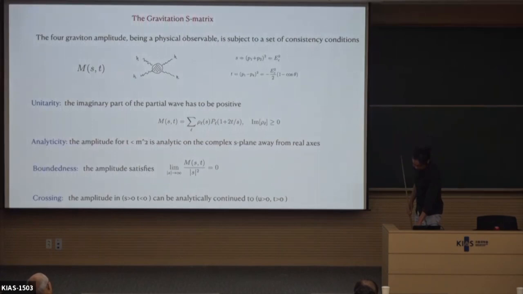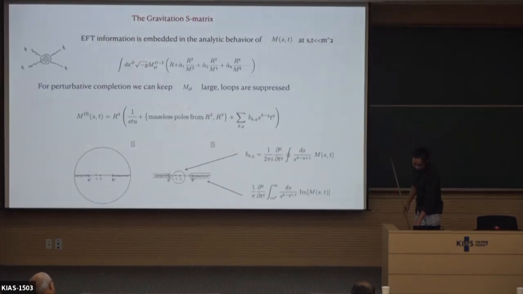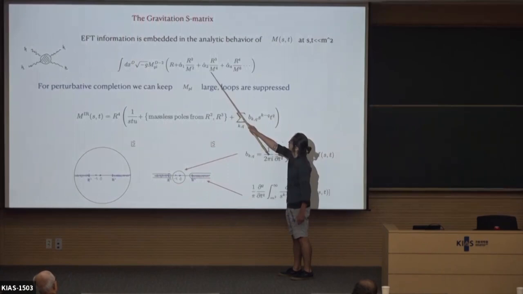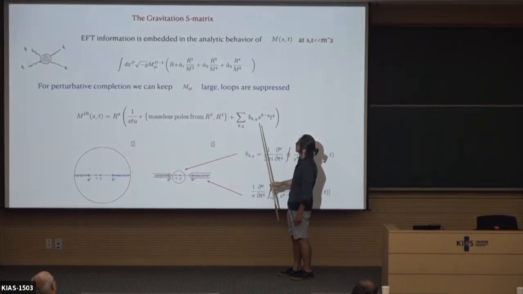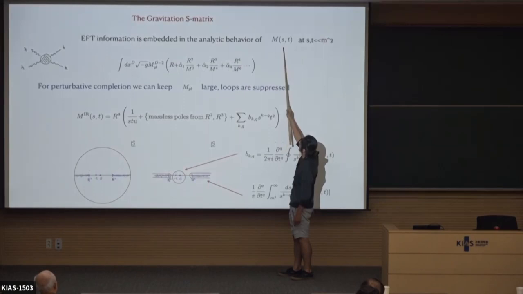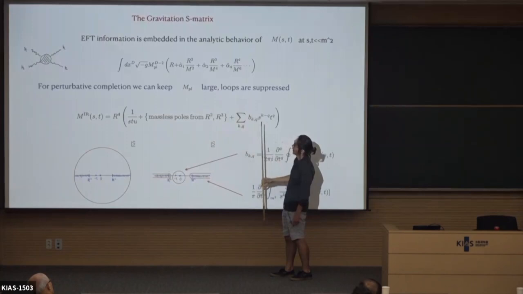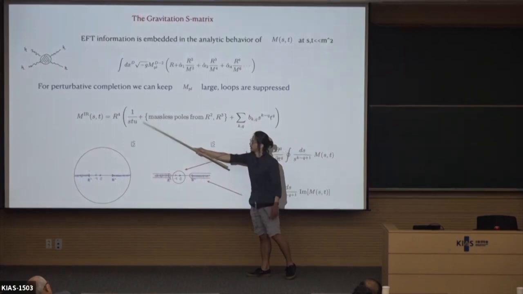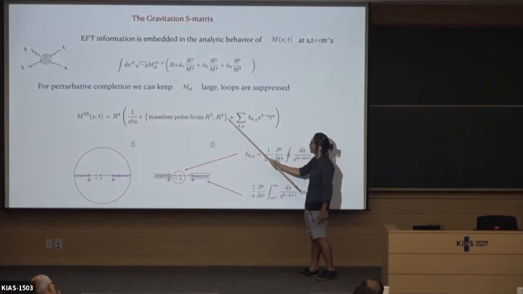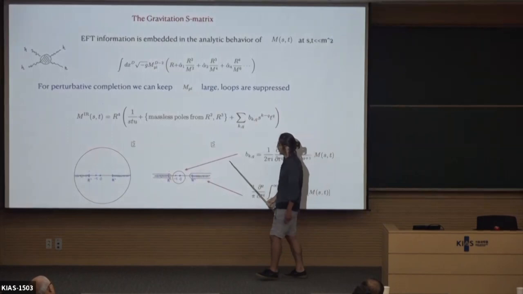So how can we use these constraints to constrain your EFT? The point is that all of these coefficients, the derivative coupling coefficients that we're interested in, are directly mapped to how the amplitude behaves at low energy. When you look at the four-point amplitude and take s and t to be small, say for a perturbative completion, which means that we can suppress gravitational loops, then at low energy your amplitude takes this form. It has the usual Einstein-Hilbert term that gives you the stu pole. You have some massless poles arising from either R squared or R cubed corrections, and then you have a polynomial expansion. So on the complex s plane, the amplitude basically looks like this.